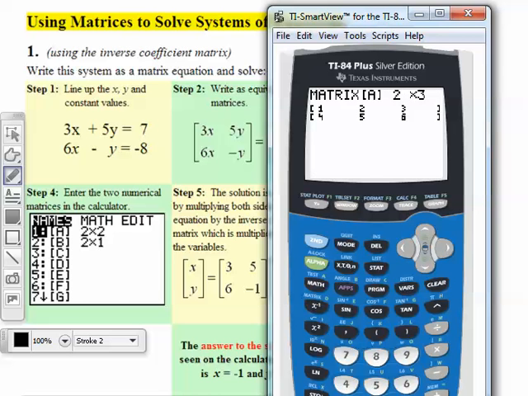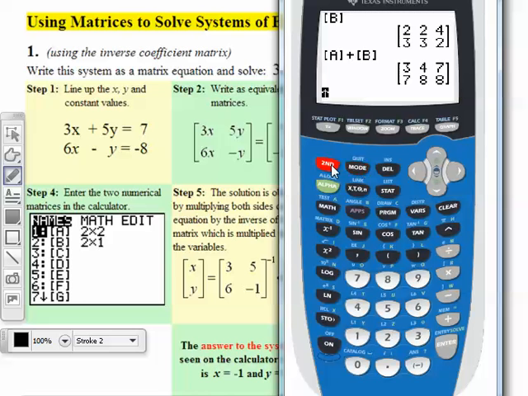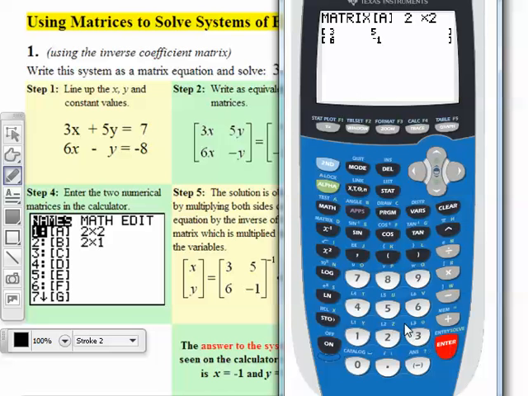Why? Because remember, we're dealing with the coefficients of the equations, two equations, two unknowns. So I need to enter the values into the matrix here for that system of equations. The coefficients are 3 and 5 for the first equation, and 6 and -1 for the second equation. Okay? Second quit. Second matrix. Go over to edit, and it's a 2 by 1.